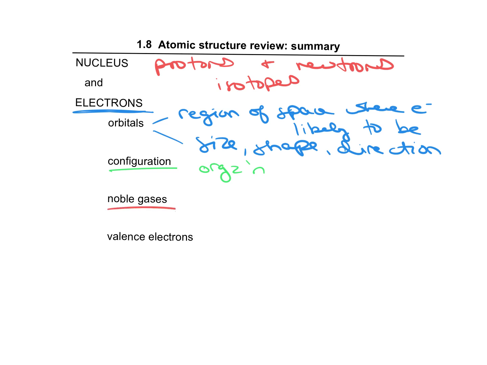As we think about the noble gases, remember that these all have full orbitals, and this gives them a special stability, which we're going to see why that's important as we start talking about bonding in our next topic. And the last concept I want you to keep in mind regarding electrons is that we are going to focus on the valence electrons, so the outermost shell of electrons.